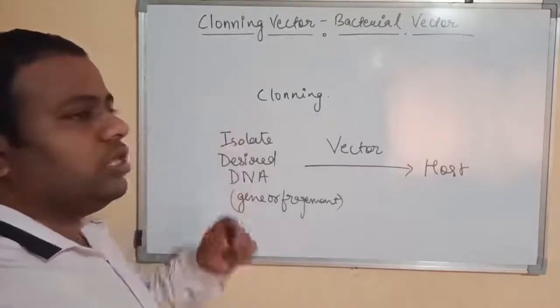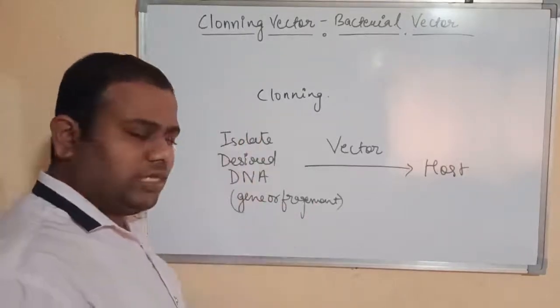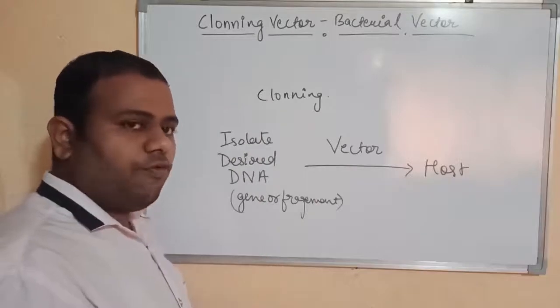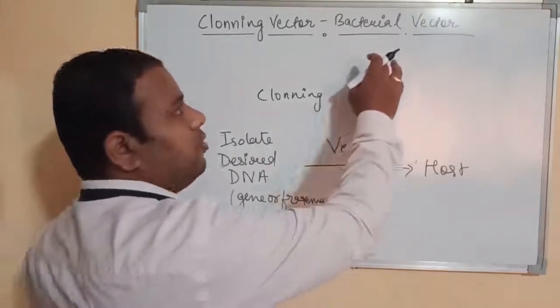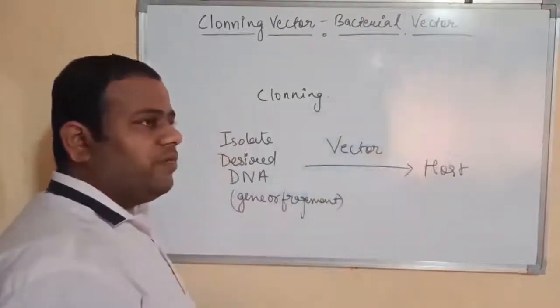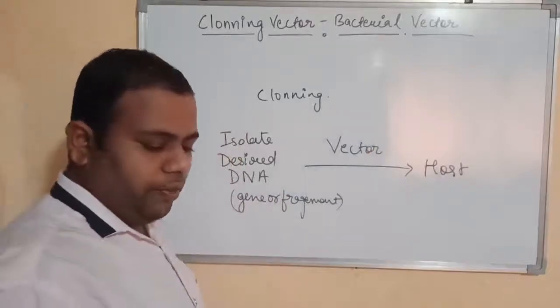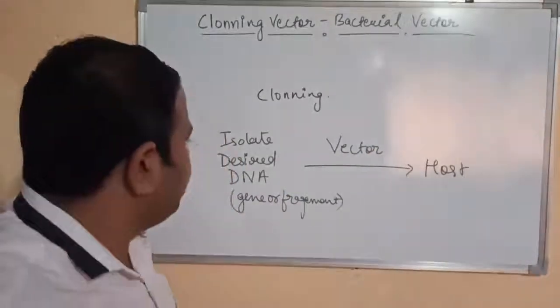So we are going to see the cloning vectors, what are its types, what are the different properties of a cloning vector, and we are going to see the bacterial vector, that is the plasmid vector, in this, and how the cloning can be done. So let's begin.